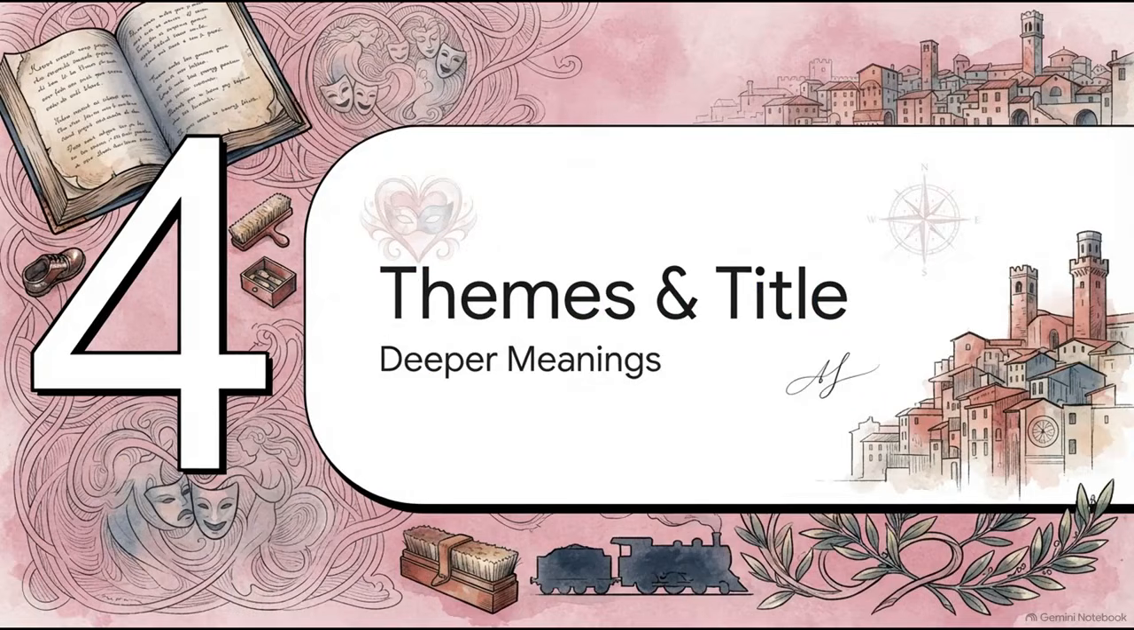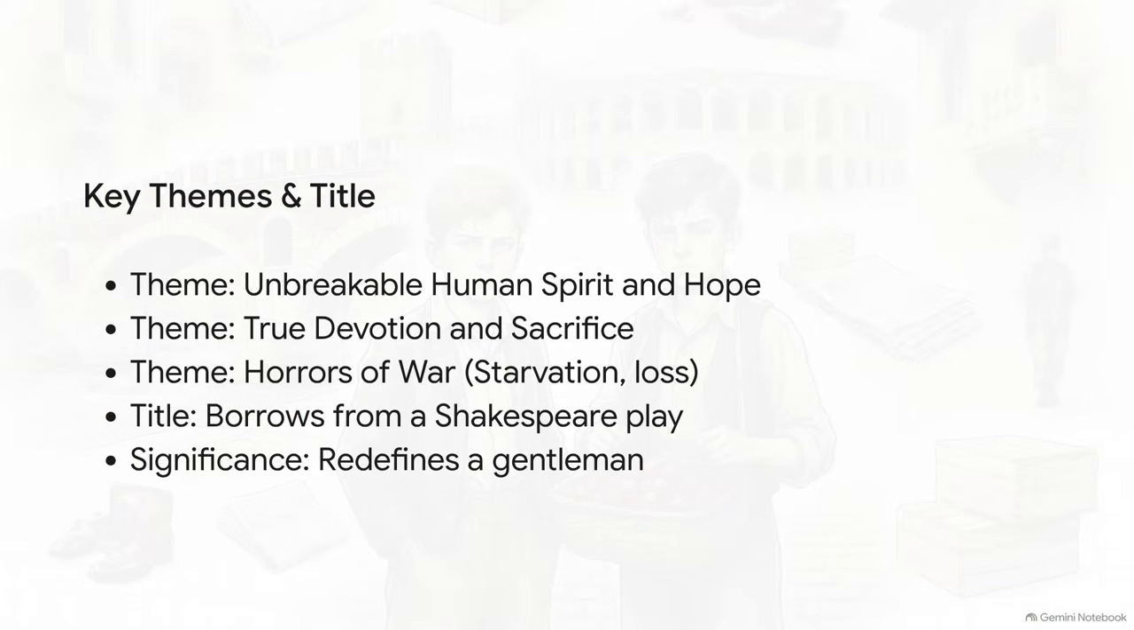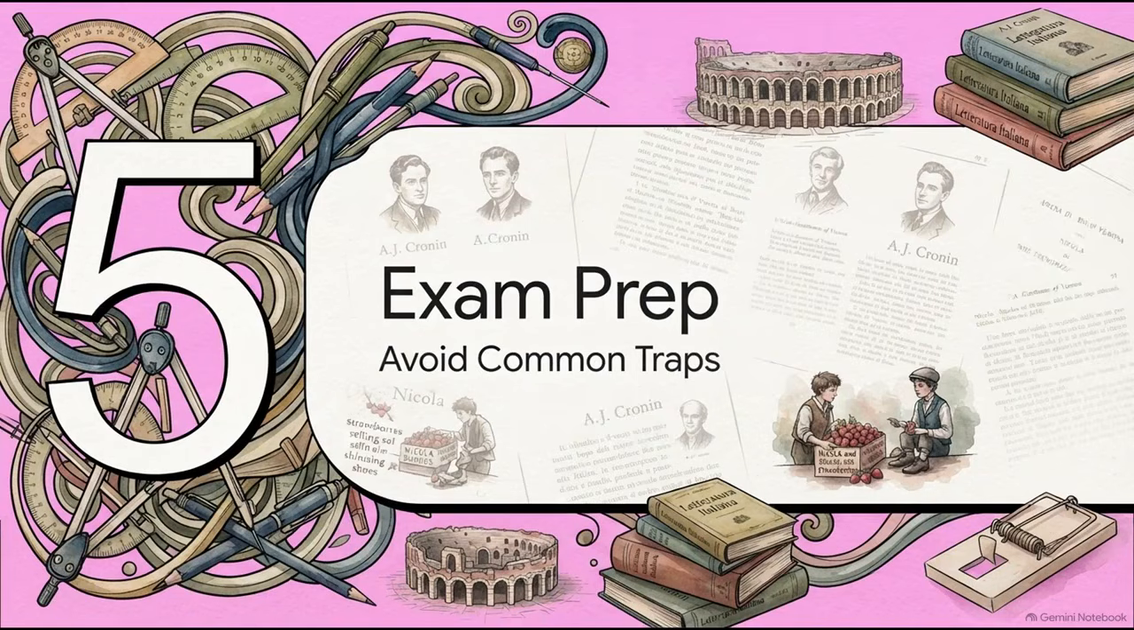Let's look at Section 4, Major Themes and Title. What is so brilliant about this story is how Cronin borrows the title of an early Shakespeare play, Two Gentlemen of Verona, and completely redefines it for us. Historically, right, the word gentleman meant you had wealth, fine clothes, and high social status. But Cronin is arguing that true nobility has absolutely nothing to do with money. It comes from an unbreakable human spirit, selfless sacrifice, and sincere devotion. These two shabby, half-starved orphans who give literally everything they have for their sister, they are the truest gentlemen Verona has ever seen.